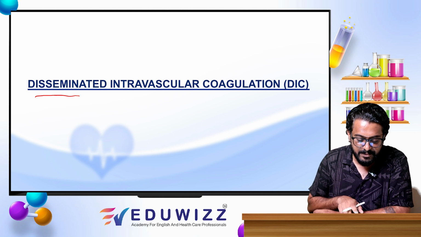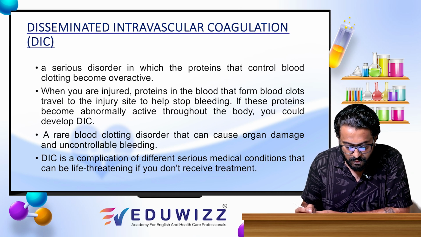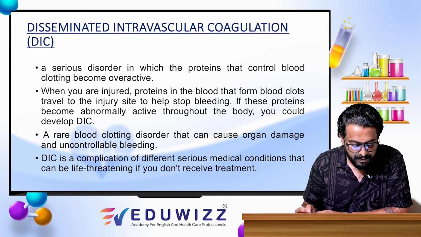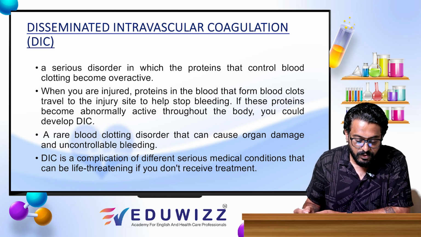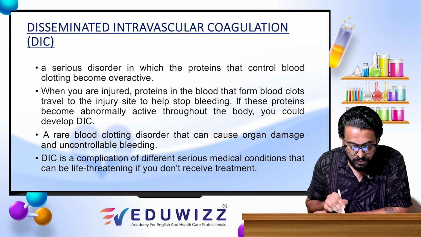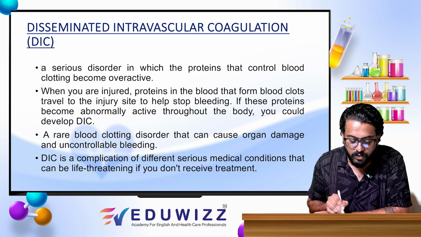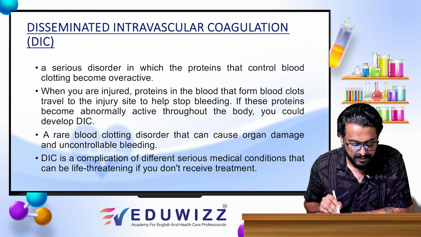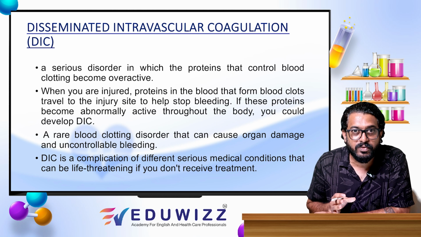Now, let's see in detail. It is a serious disorder in which the proteins that control blood clotting become overactive. When you are injured, proteins in the blood that form blood clots travel to the injury site to help stop bleeding. This usually happens. But if these proteins become abnormally active throughout the body, you could develop DIC. So, it is a serious condition if not identified early or treated.